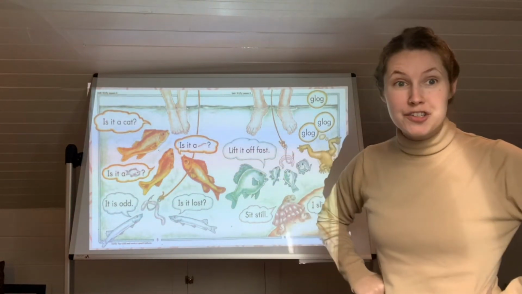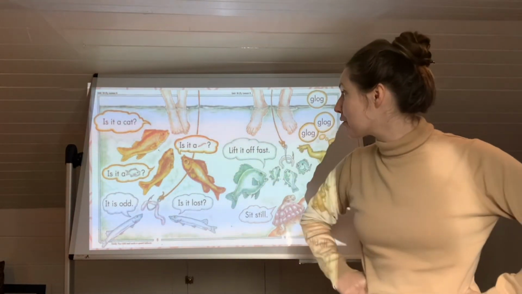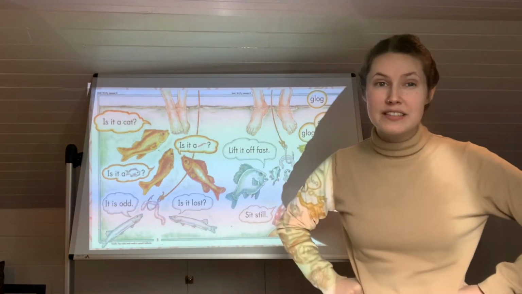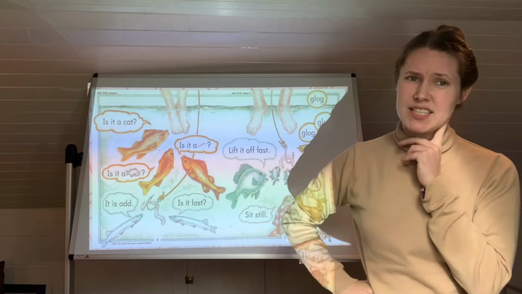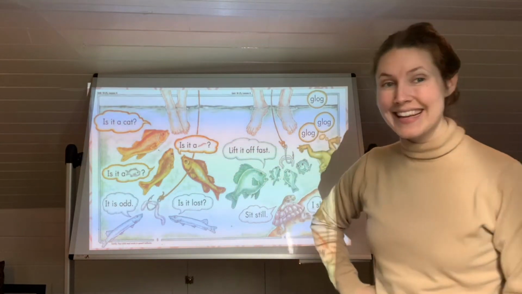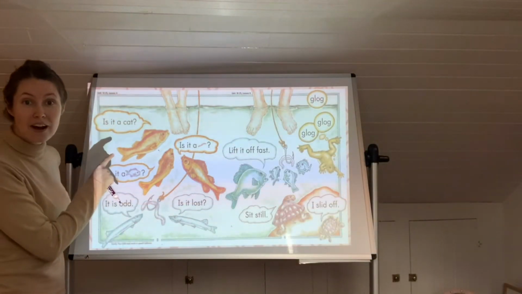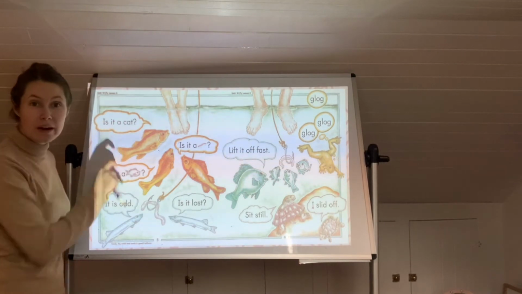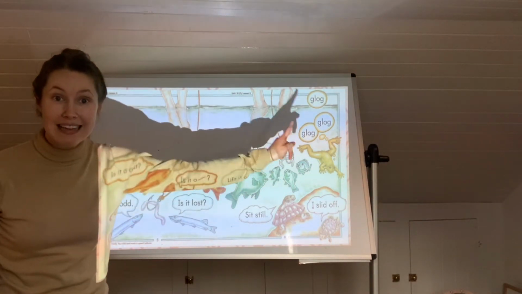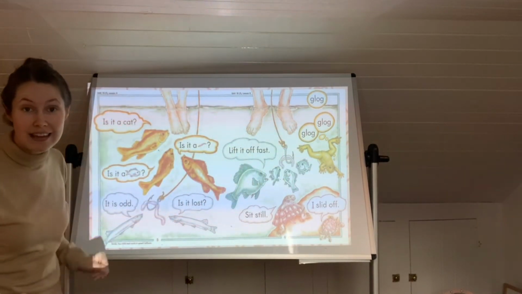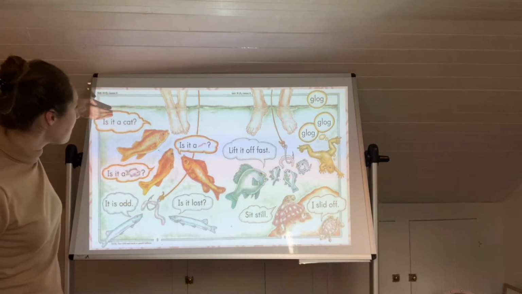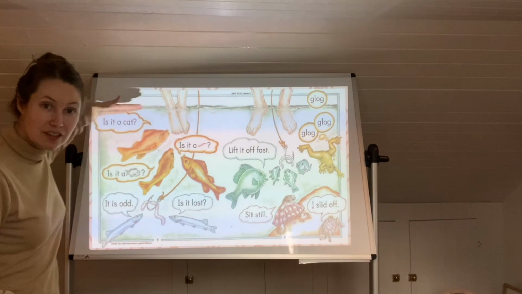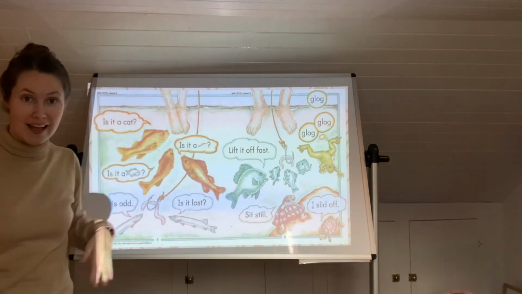So what we're going to do now is we're going to read through these sentences and we're going to decide, is this a declarative or interrogative sentence? Okay, so let's get started. We're going to begin over here at this orange fish. Remember, we always read left to right. So we're going to start on the left side of the page at the top. We always start from the top and go right and then move on to our next line.